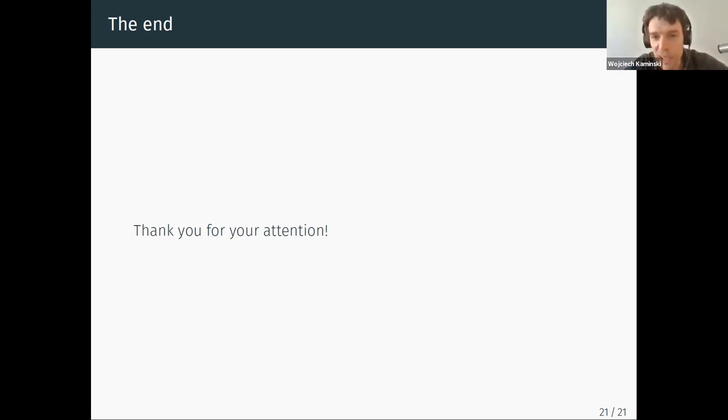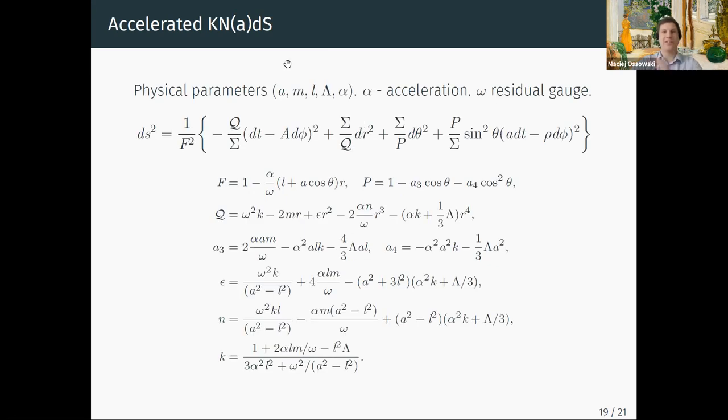Okay, so maybe I have one question. I understand that all these spacetimes are of type D. Yes? Or not? Yes. I should even mention that this accelerated Kerr-NUT-de Sitter spacetime is the most general type D spacetime that has black hole behavior. So everything I considered was type D.